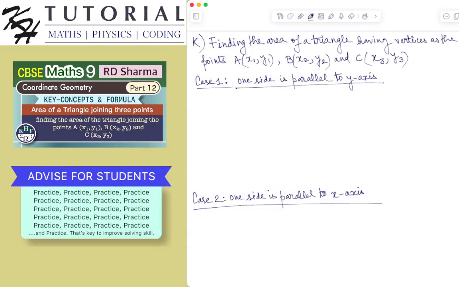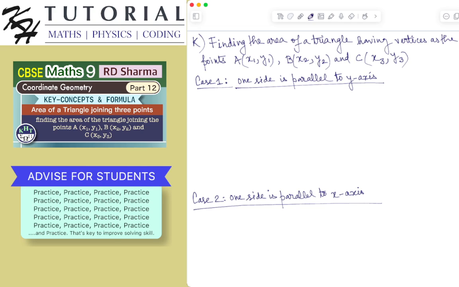Okay, so we are given the coordinates of 3 points A, B, and C. Coordinates of the point A are x1, y1. Coordinates of the point B are x2, y2, and coordinates of the point C are x3, y3. You have to find the area of the triangle joining these 3 points.